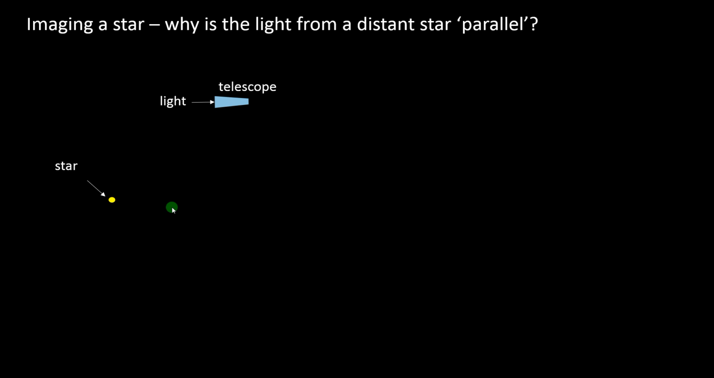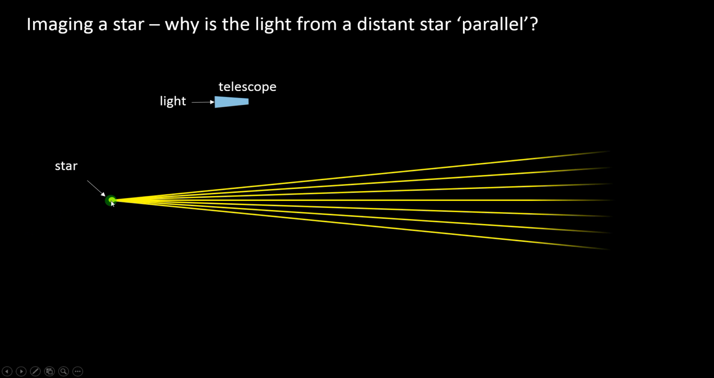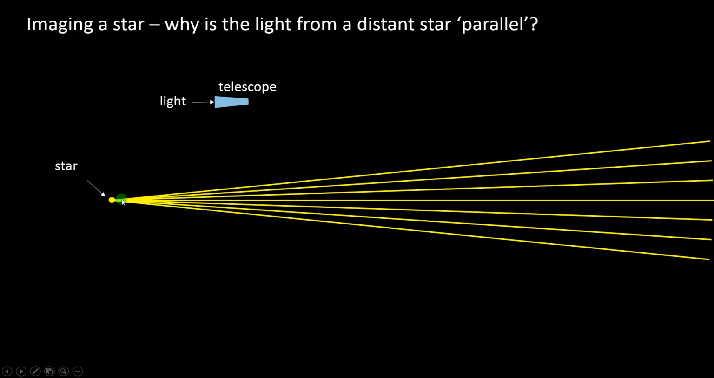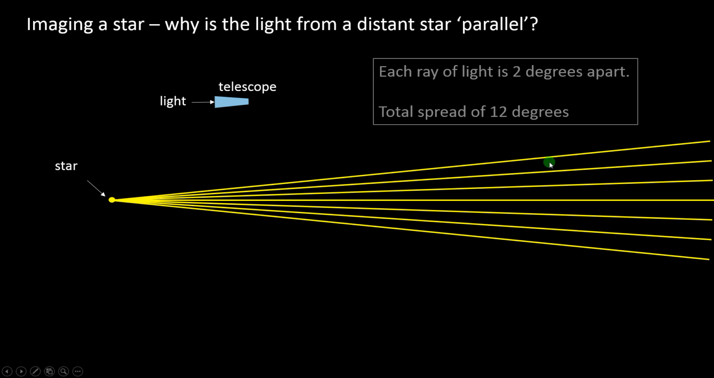So beams of light, rays coming from a distant star, we say those rays are parallel to each other. Well, you can think of it like this. If we have a star here, and then we just draw a selection of rays coming from that star. So I've drawn them going to the right here, and what I've done is I've made each of the rays about 2 degrees apart, and a total spread of 12 degrees across all the rays. Okay, so if you count across, it's 0, 2, 4, 6, 8, 10, 12 degrees across all of the rays there.